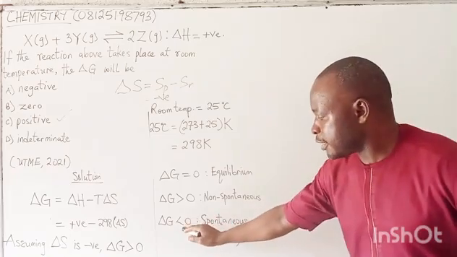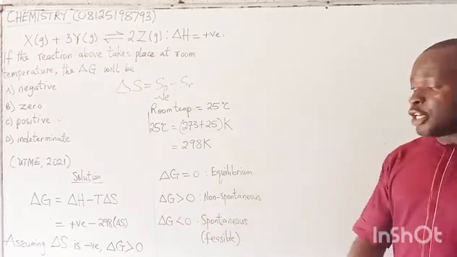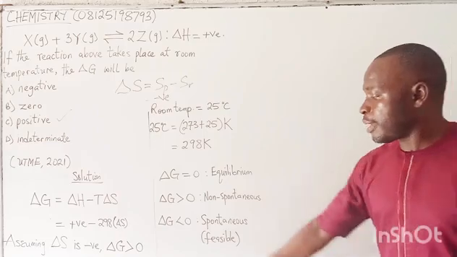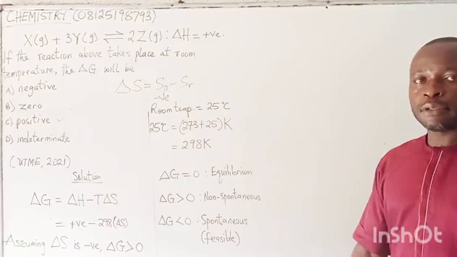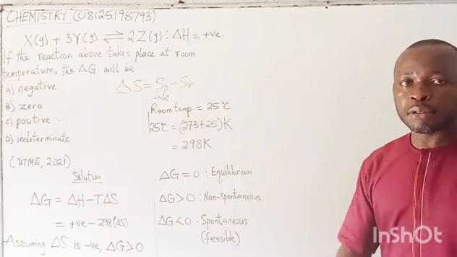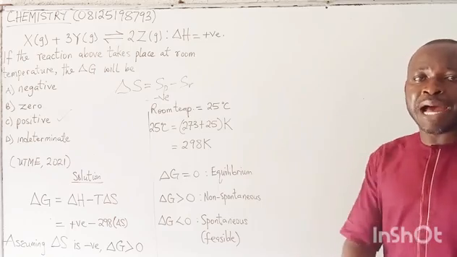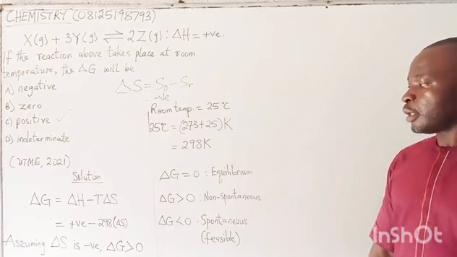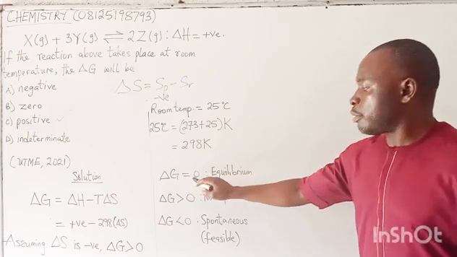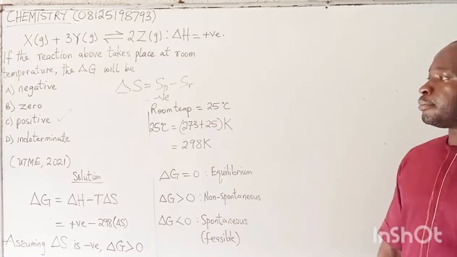What if the delta G is less than 0? That means delta G is negative. If delta G is negative, it means the reaction is spontaneous or feasible. That reaction can go on its own. The reaction can proceed on its own at the given condition. You don't need to adjust any other condition. But if delta G equals 0, it means the reaction is at equilibrium. Do you understand?